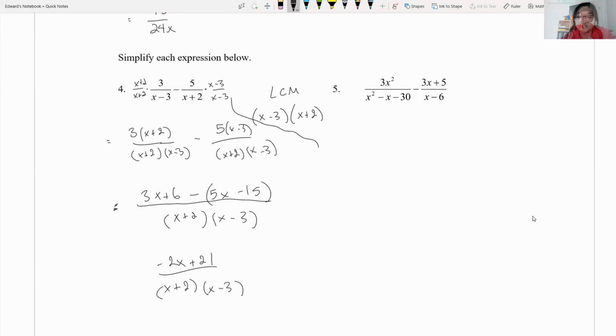All right, and that's cool. And do we have any GCFs in the numerator and the denominator? I don't think so, because negative 2x plus 21 doesn't have any common factors in it. I think we're good in those two terms. So we're good. Awesome. Oh, that's a smiley face.